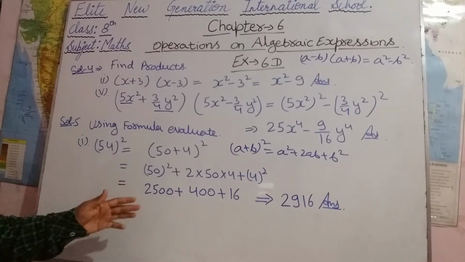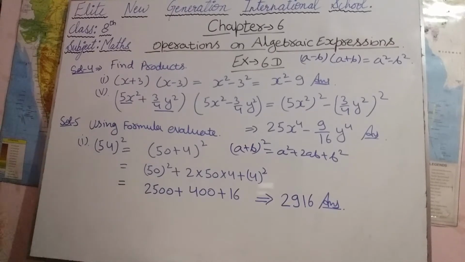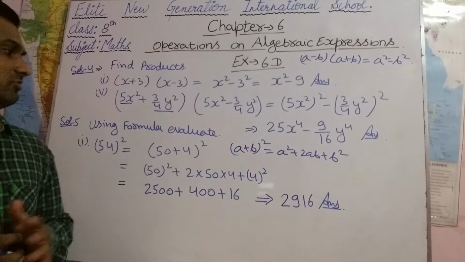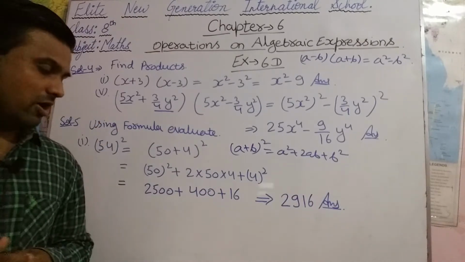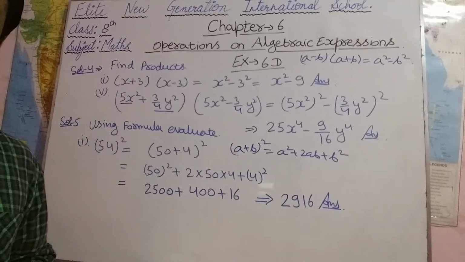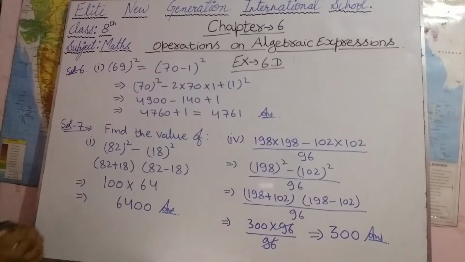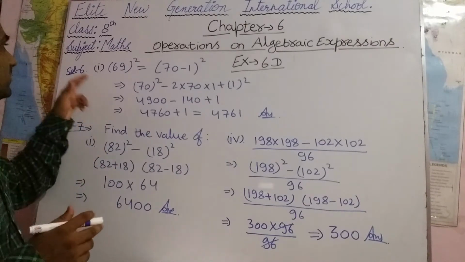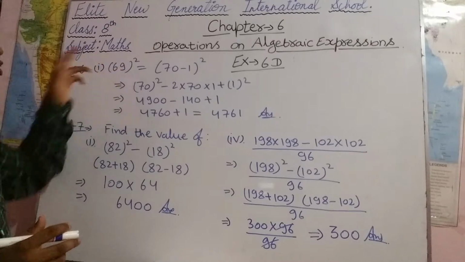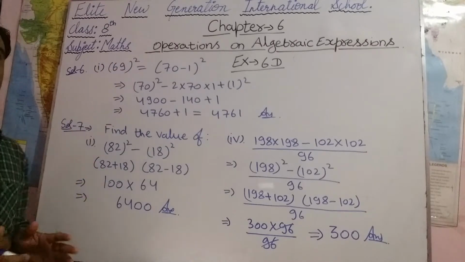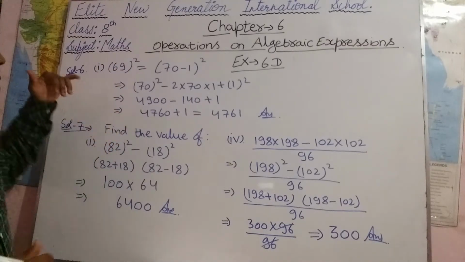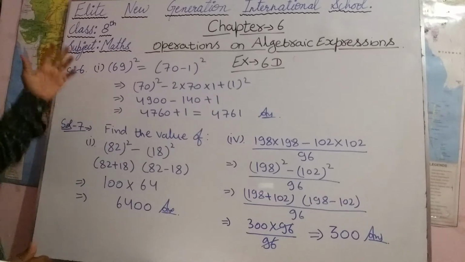So the remaining parts of question number 4 and question number 5 are also the same, so you can try those parts yourself. Now after this, see the next question. In question number 6 also we have to find the value of 69 whole square by using the formula of binomial, in the same way as we did question number 5.